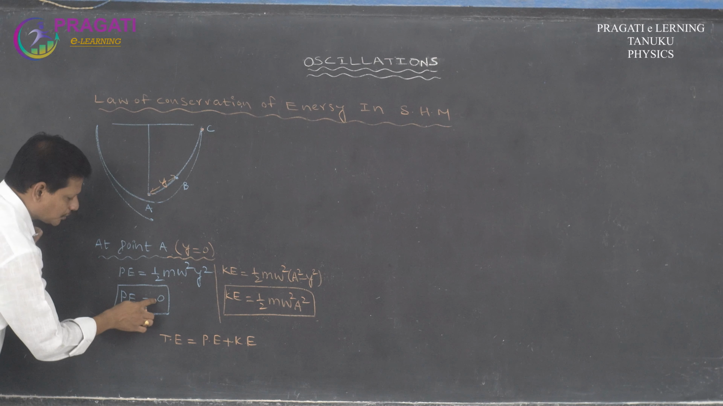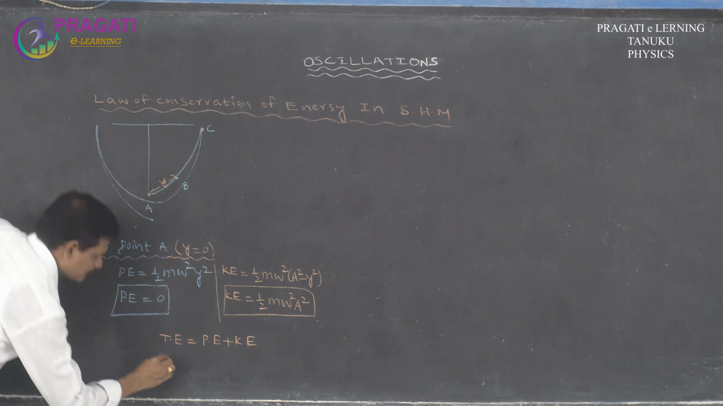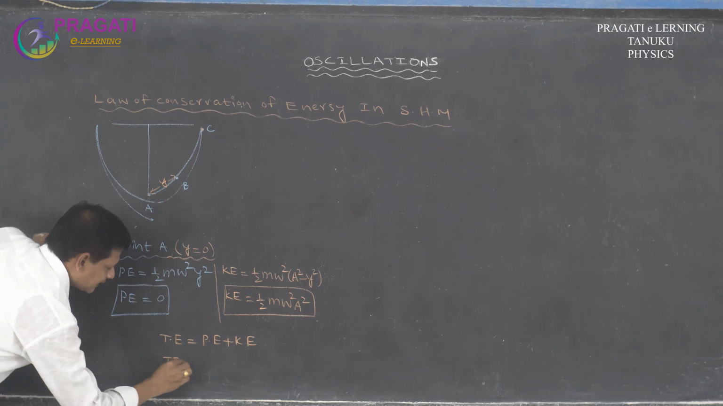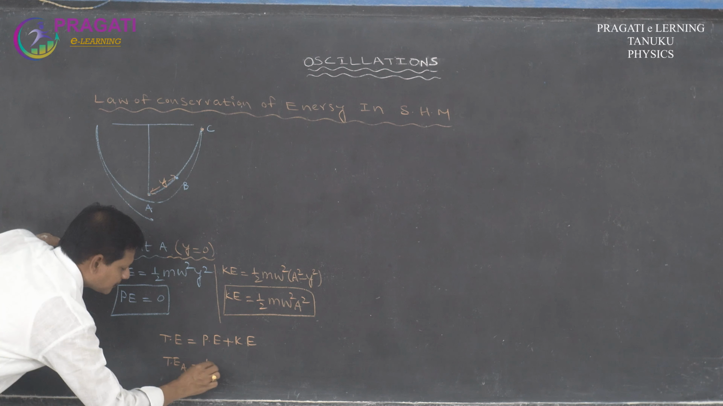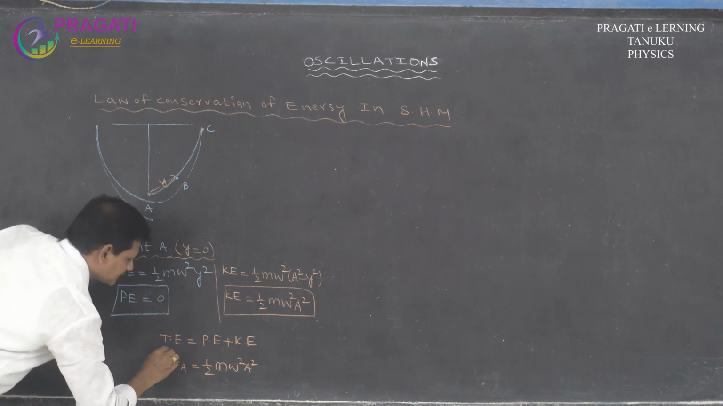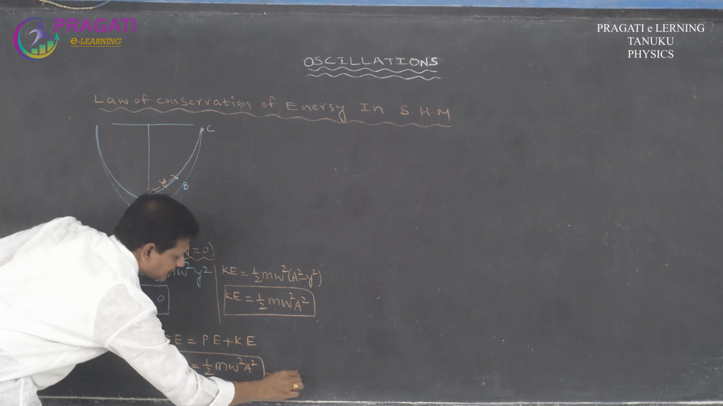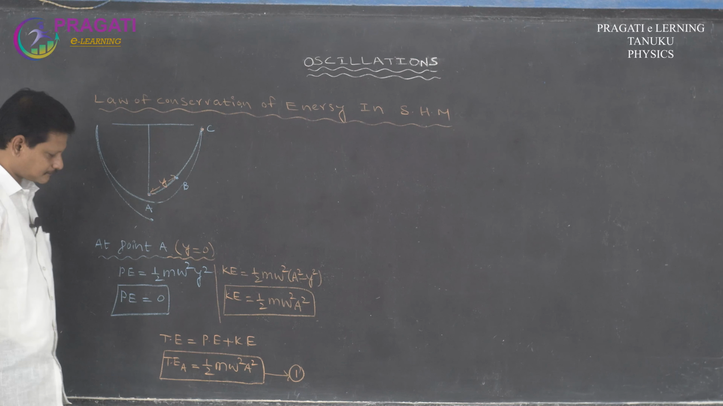So PE is 0 and KE is equal to half m omega square A square. So total energy at point A is equal to half m omega square A square. Say it is equation 1.